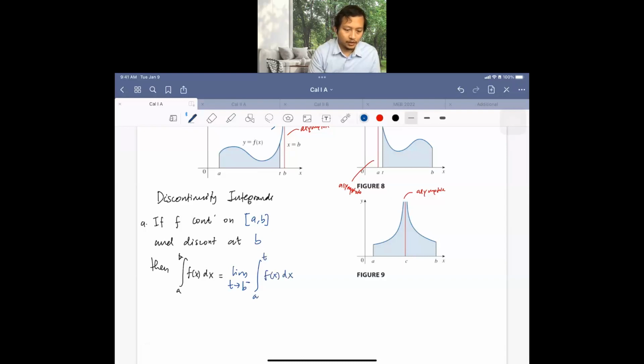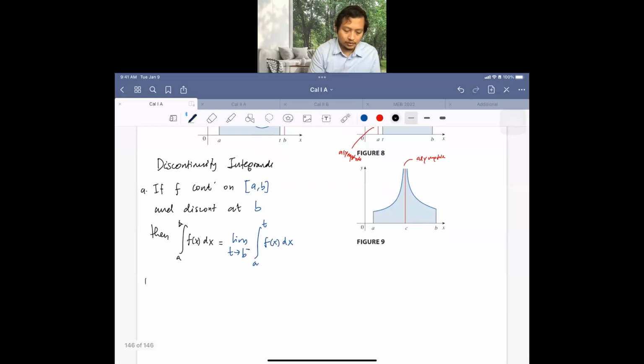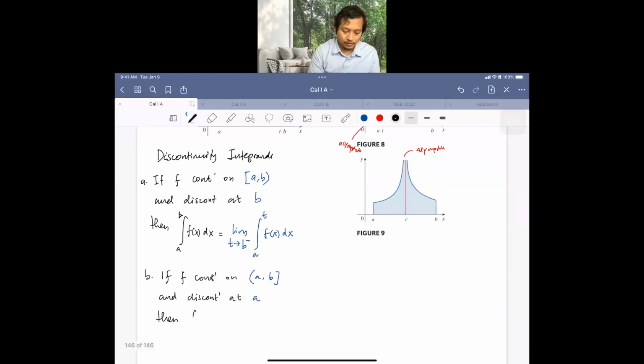Now another one, if f is continuous on, oh sorry, this is supposed to be an open interval on the left, and discontinuous at a, then the integral will be the limit as t approaches a from the right.